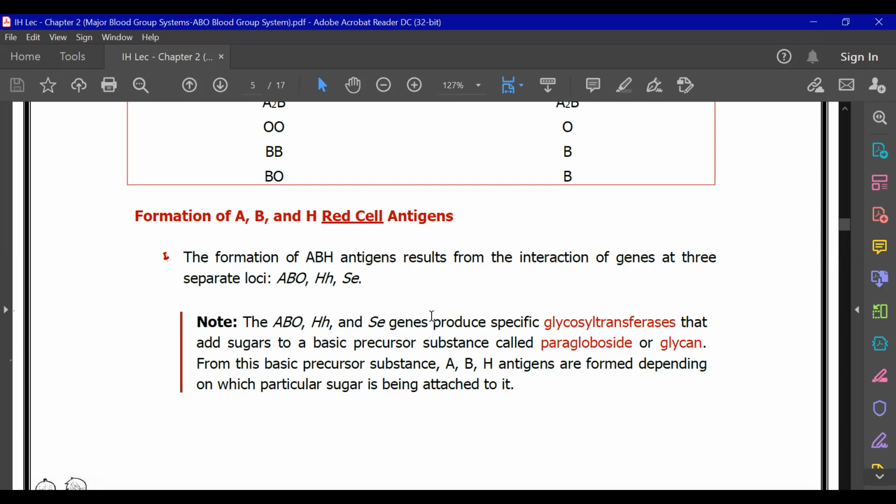So in here, we have your ABO, HH, and SE genes. They produce proteins specifically called glycosyl transferases. And these glycosyl transferases, class, add sugar to this basic precursor substance in order to produce your A, B, and H antigens. The production of your A, B, H antigen depends on what particular sugar is being added to this basic precursor substance. Naintindihan nyo?